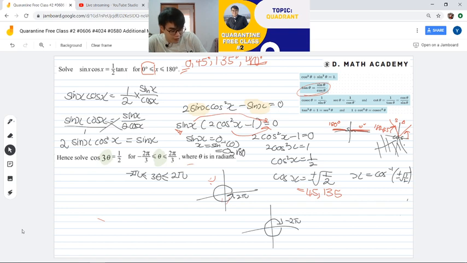So I got cosine 3 theta equals to 1 over 2. 3 theta equals to cosine inverse 1 over 2. So key in your calculator. This cosine inverse 1 over 2 should get you 1 over 3 pi.